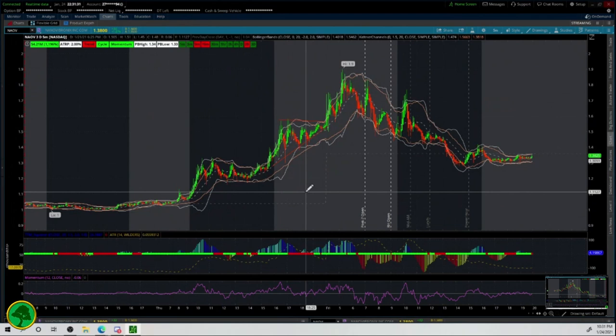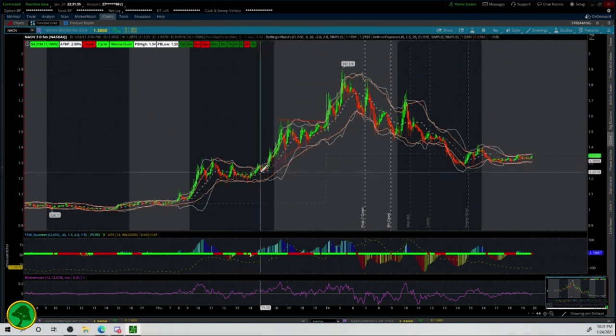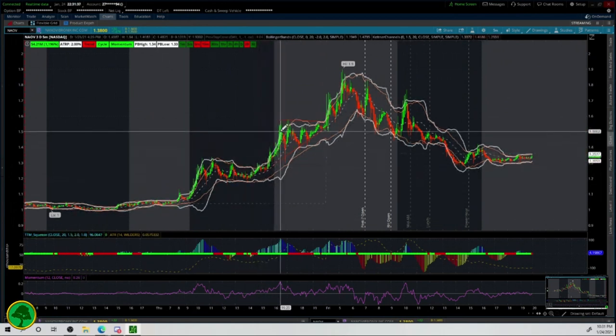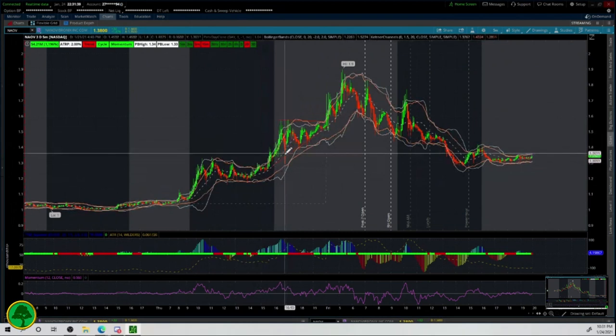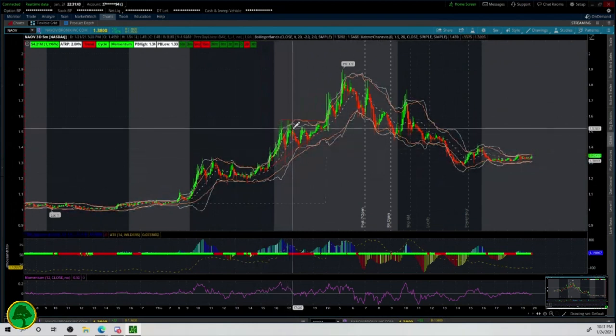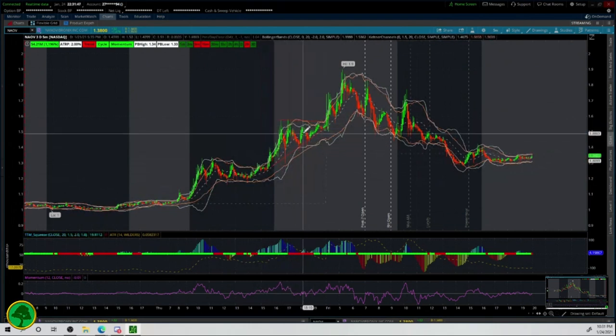And the whole point with the dips: play dips, not rips. So this would have been a great play. So we did call it out here. You missed it. Well, guess what? This dip right here is awesome. You get that dip and you could sell it right here just fine. This dip is just fine.